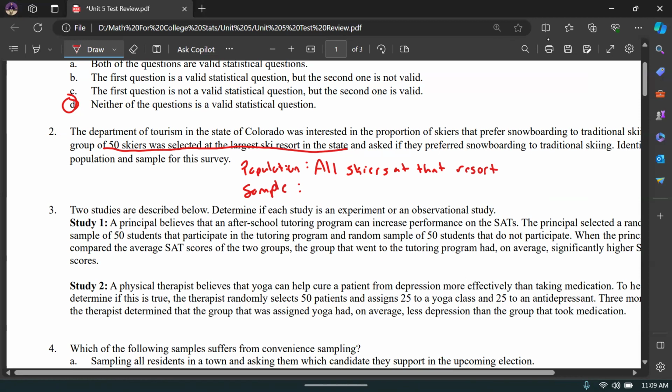They're not doing 50 skiers from around the world. They're doing 50 skiers from that ski resort. So the population was all the skiers at that ski resort because they all had a possibility of being chosen. The sample is just the 50 that were chosen.